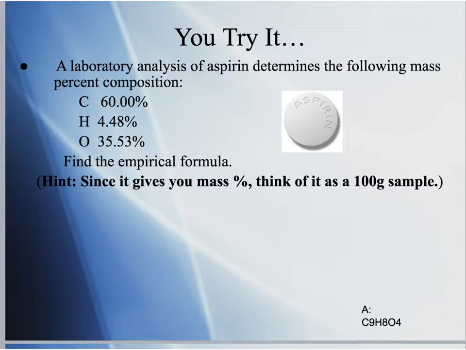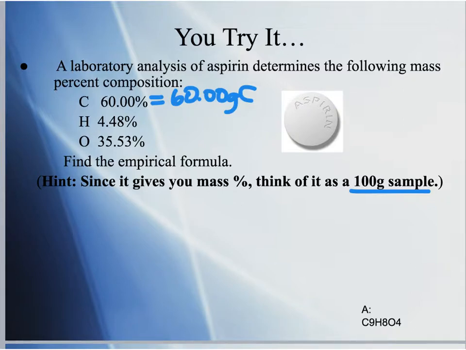Great. Awesome. All right. So the first thing that we're going to do in this case is turn the percents into moles. So basically, we're going to think of this as being part of a 100-gram sample, right? So if it's a 100-gram sample and 60% of it is carbon, that means we have 60.00 grams of carbon in this particular substance, okay?